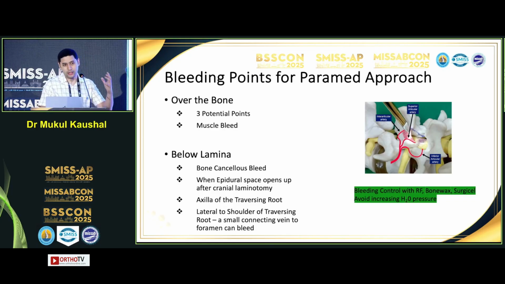And once you start creating your working space after doing an initial laminotomy, below the lamina there's going to be cancellous bony bleeding. And once the epidural space opens up, there's going to be a gush of epidural bleeding. Once you decompress your traversing root, the axilla is a troublesome area, and lateral to the shoulder of the traversing root, once you're about to do a discectomy, there are going to be some bleeders there which you can coagulate. Bleeding control can be done with the radiofrequency probe at a very low setting. Avoid ablation, use coagulation, bone wax, Surgicel, and avoid increasing water pressure.